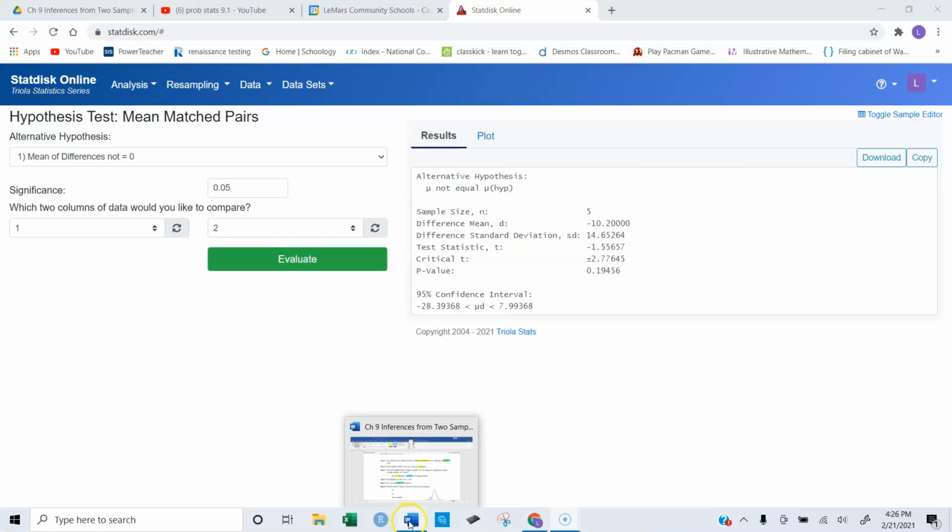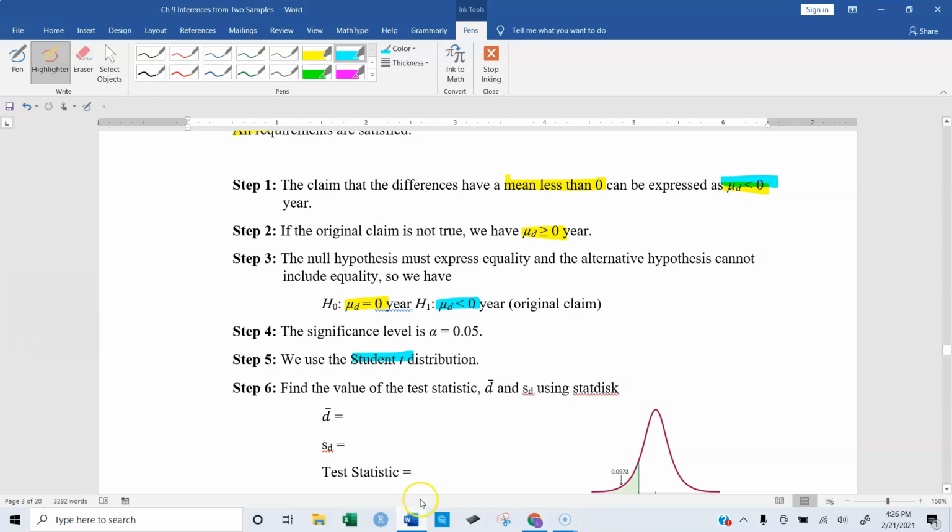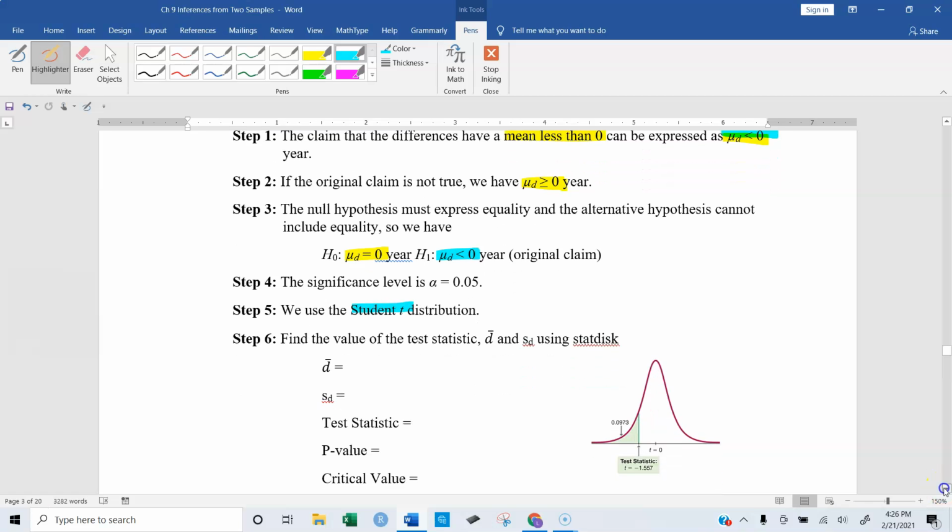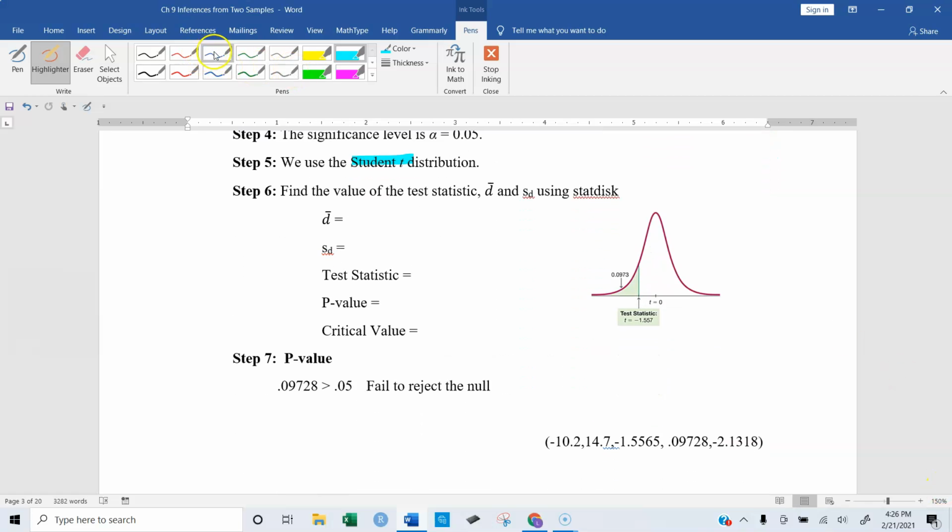All right, now you need to record all of that in your notes. So get back to your notes here and record those values. When you go down here, our d-bar was negative 10.2. Our standard deviation was 14.7. Our test statistic was negative 1.5565. Our p-value was 0.09728. Our critical value was negative 2.1318.